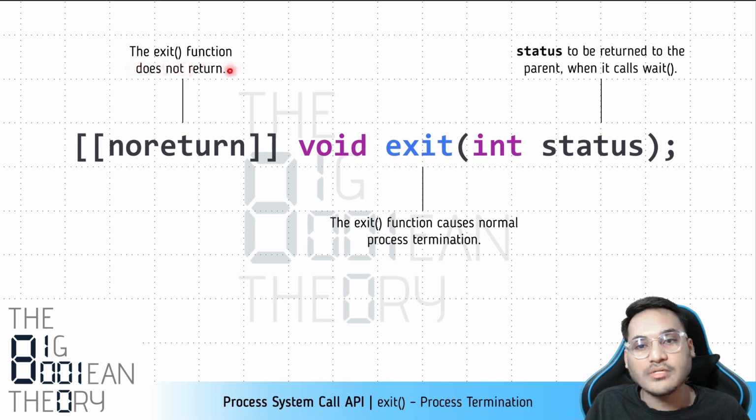The exit function does not return, because when the exit system call is executed, the process from which the exit system call was made, that process does not exist, right? It gets terminated. So where will it return to? Logically, it makes sense that the exit system call should not return, because there is no place to return to. So this was a basic description of the API. Let's now talk about some other points related to the exit system call.